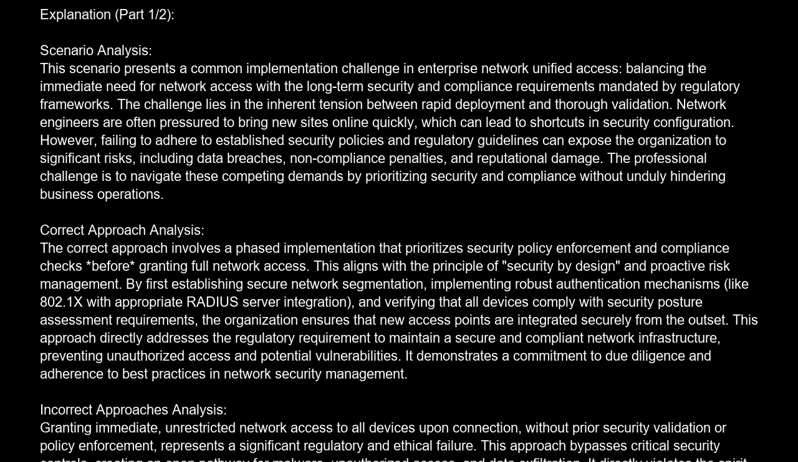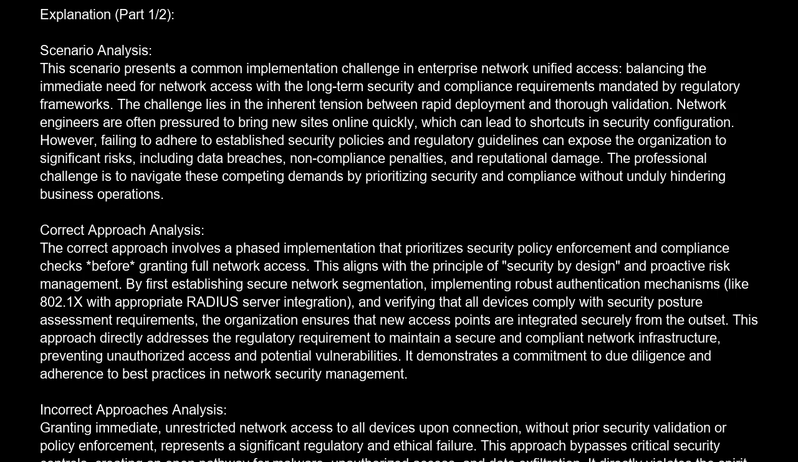Correct approach analysis. The correct approach involves a phased implementation that prioritizes security policy enforcement and compliance checks before granting full network access. This aligns with the principle of security by design and proactive risk management by first establishing secure network segmentation, implementing robust authentication mechanisms like 802.1x with appropriate RADIUS server integration, and verifying that all devices comply with security posture assessment requirements. The organization ensures that new access points are integrated securely from the outset.